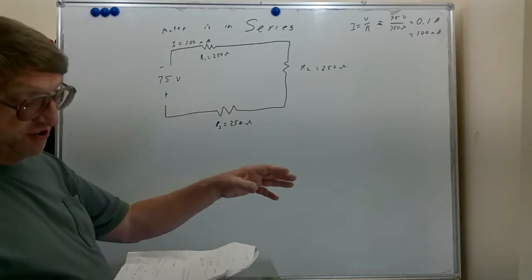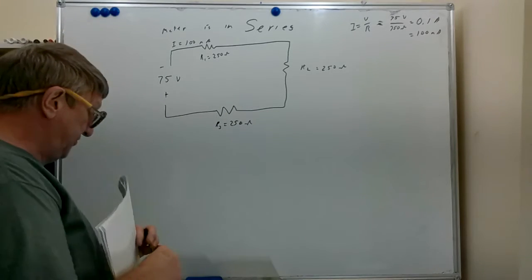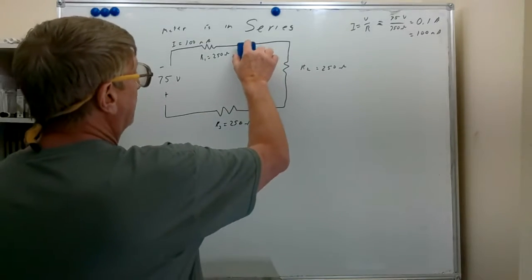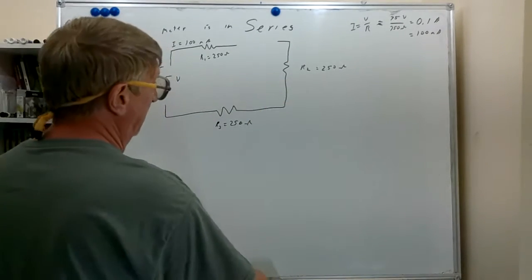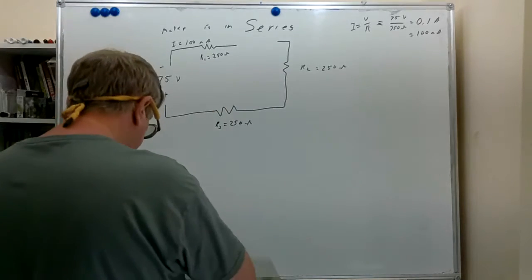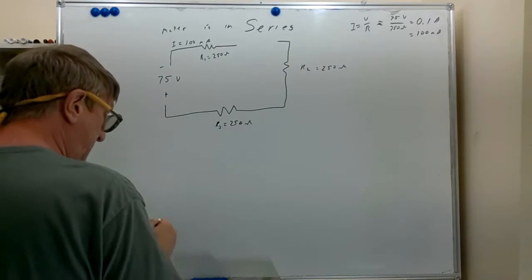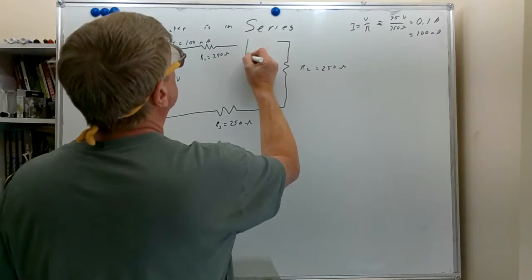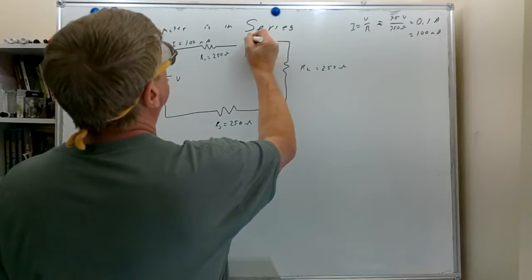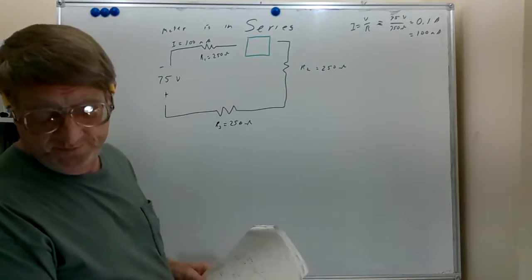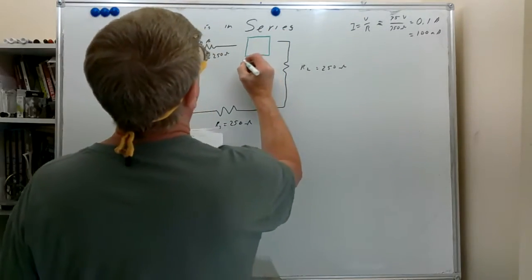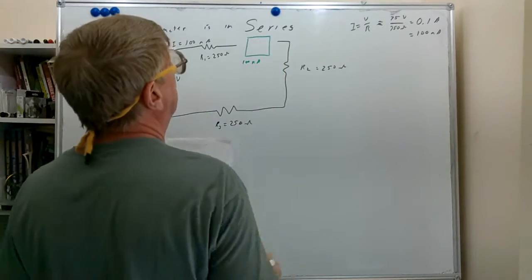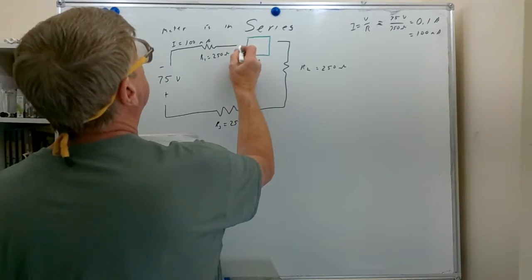Now, if we want to measure that current, we have to break the circuit and put the meter inside there. So if we put a meter in here designed to measure 100 milliamps, and this is a 100 milliamp meter, we connect it in just like that.